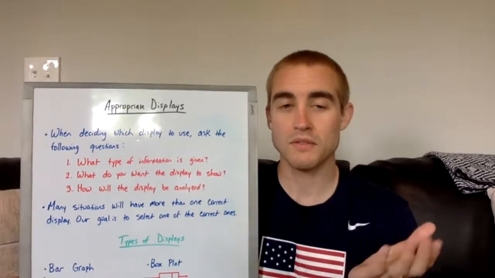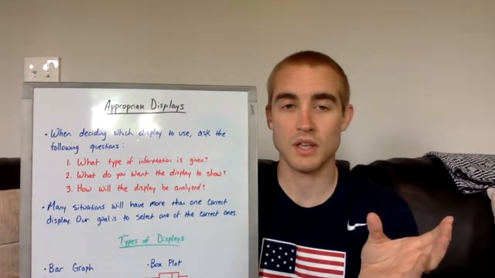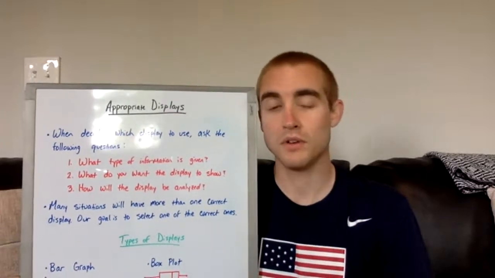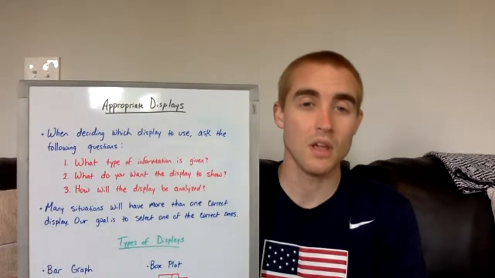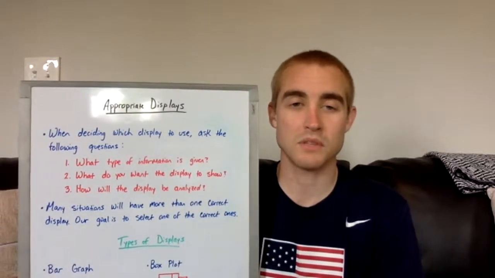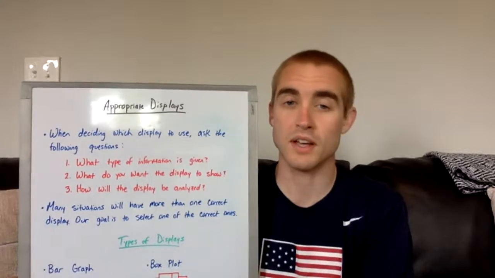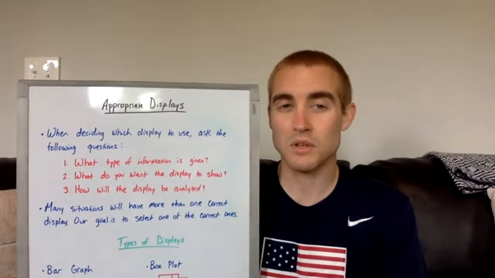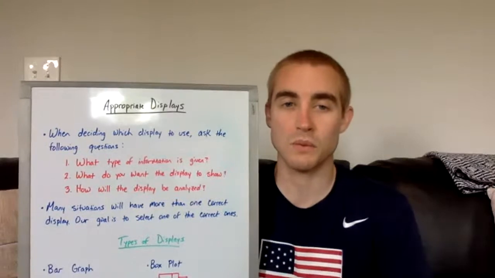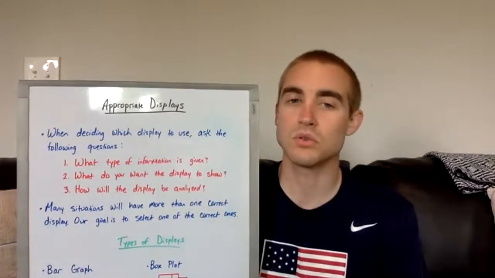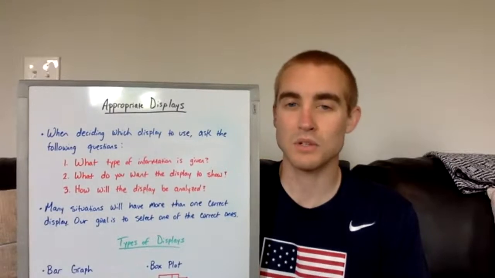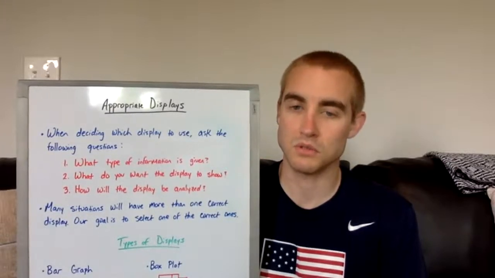For example, one of them is going to be good for showing how spread out something is. One of them, or a couple of them, are going to be good for showing how to compare something. One of them is going to be good to show how something changes over a period of time. So there are different reasons why we use different displays. These 3 questions will kind of guide us through deciding which display is the best one to use.